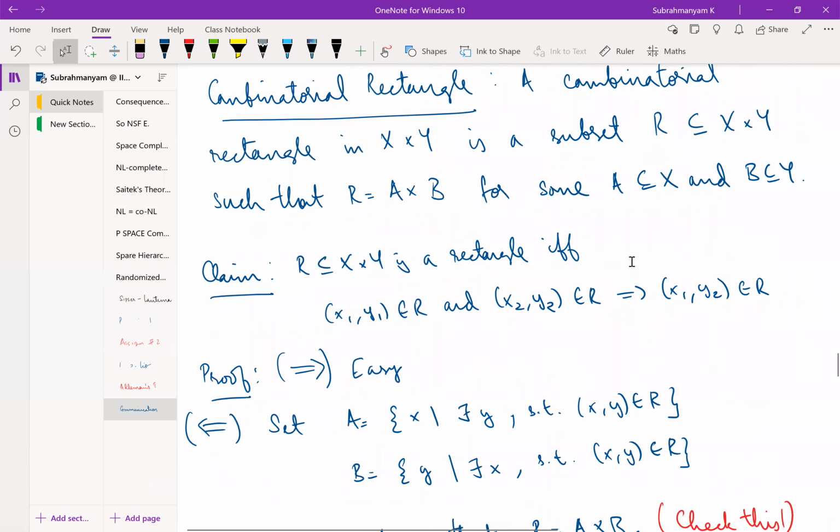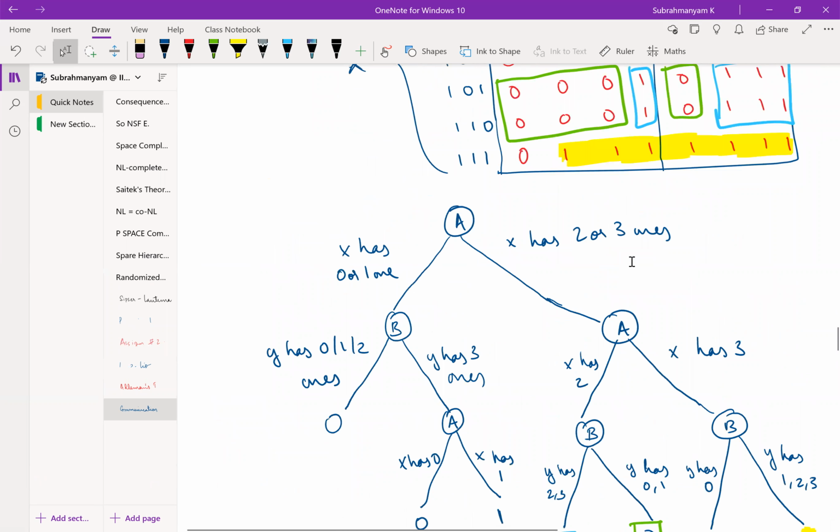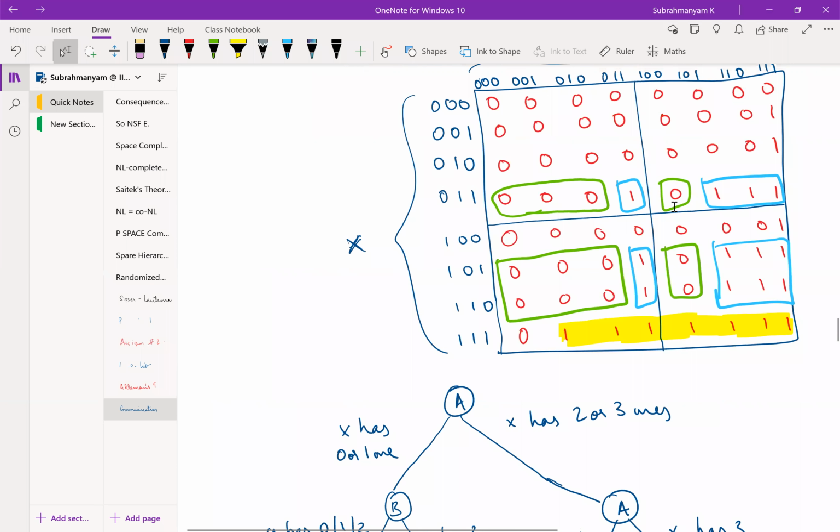So this concept is called a combinatorial rectangle. We call it combinatorial because this is a rectangle in the logical sense. It is not a rectangle in the geometric sense because the cells are not adjacent to each other, but up to some reordering, it is a rectangle. So it's called a combinatorial rectangle.